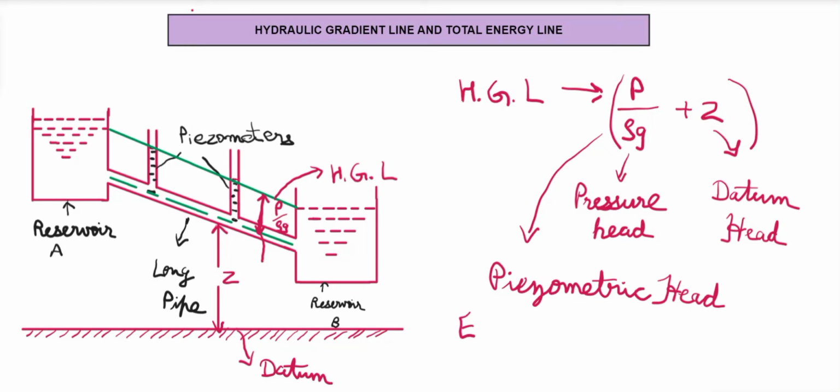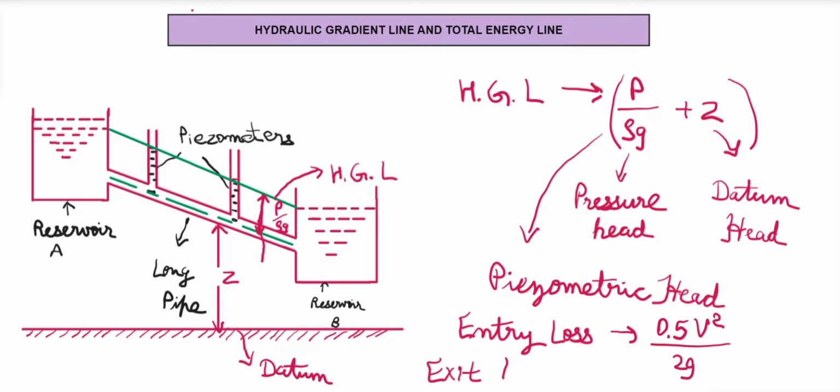Then let's see what are the losses that will occur. One will be the entry loss, and entry loss is given by the equation 0.5 v square by 2g. Then the other one will be the exit loss. This I am talking about the minor energy losses, and that is given by the equation v square by 2g. And of course, we are having the major energy loss, which is the friction loss.